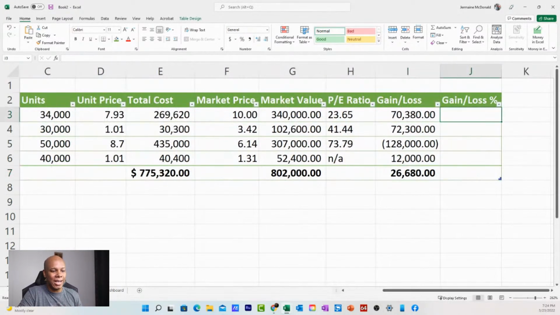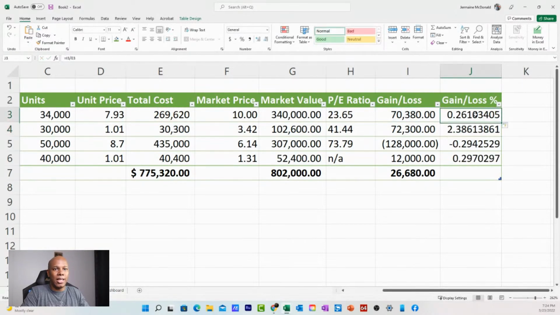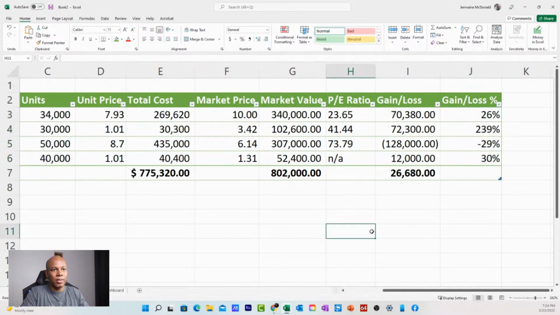And then if I want to get that as a percentage, I can simply divide the gain loss by the total cost, right? So that's I3 divided by E3. Then I can simply format this as a percentage, right?